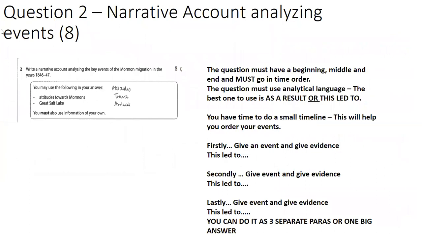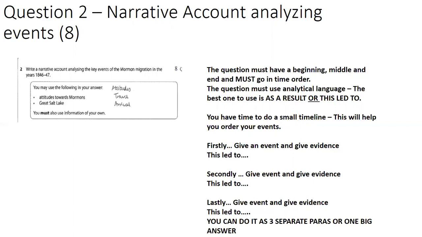Now, the narrative account question is one that's caused lots of debate. The narrative account question is a lot simpler than what it's intended to be, okay? The wording of the question tends to confuse people the most. So the question states, write a narrative account analysing the key events of Mormon migration in the years 46 to 47. Now, this is one that you've done in lesson.